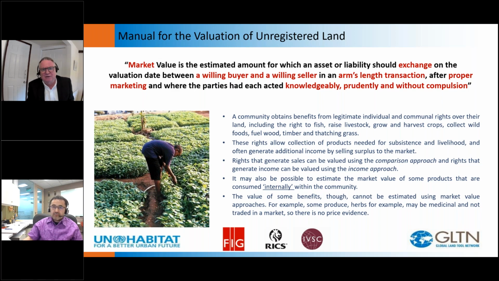Again, there are a number of items down below that statement. So, for example, it may also be possible to estimate the market value of some products that are consumed internally within the community. So what happens if the community creates some crops which are then just used for communal feeding of the community? Can valuers actually estimate the value of those items? Yes, they can.